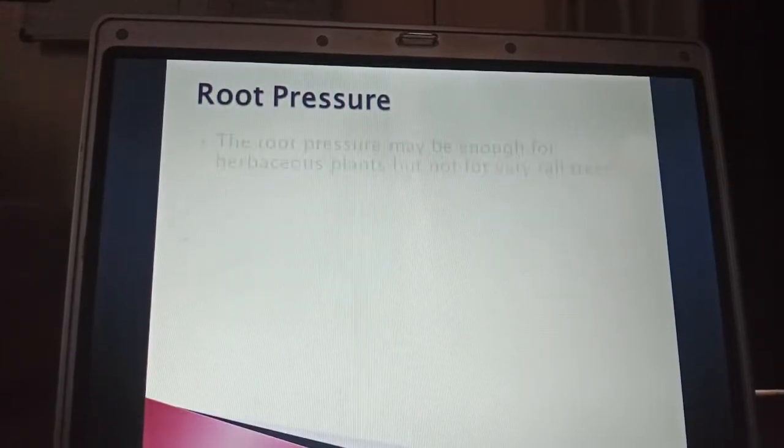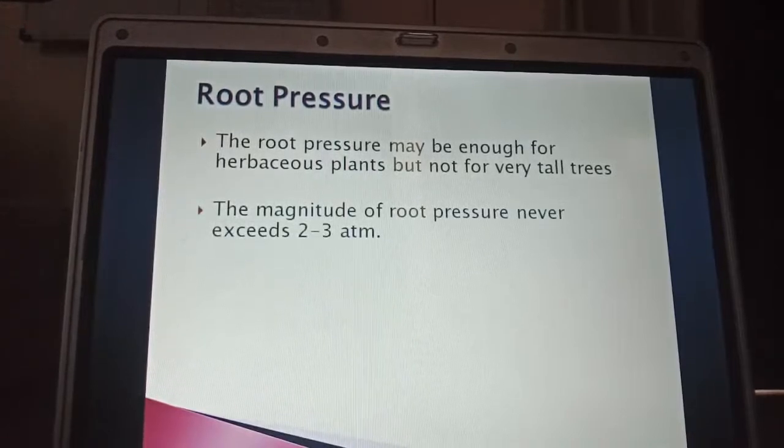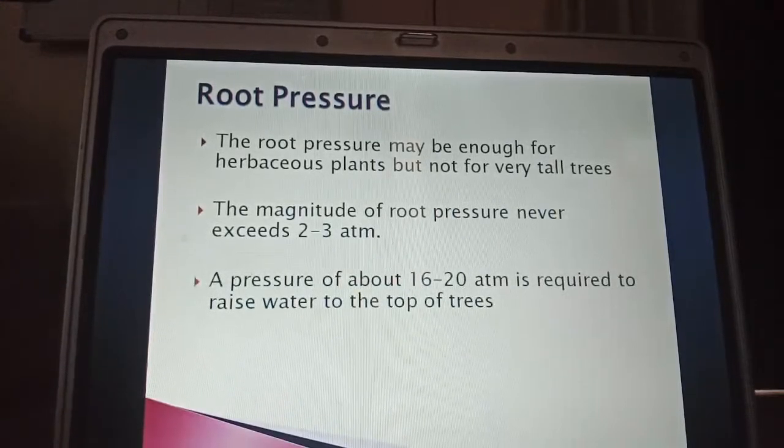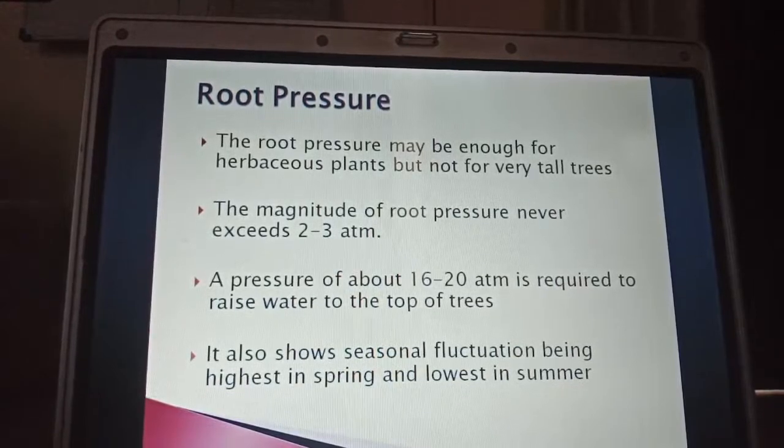Root pressure. The root pressure may be enough for herbaceous plants, but it is not enough for the rise of water in the case of tall plants. Because the magnitude of root pressure does not exceed more than 2 to 3 atmospheres. On the contrary, a pressure of about 16 to 20 atmospheres is required to raise water up to the top of the tallest trees. It also shows seasonal fluctuations, being highest in the spring and lowest in the summer.